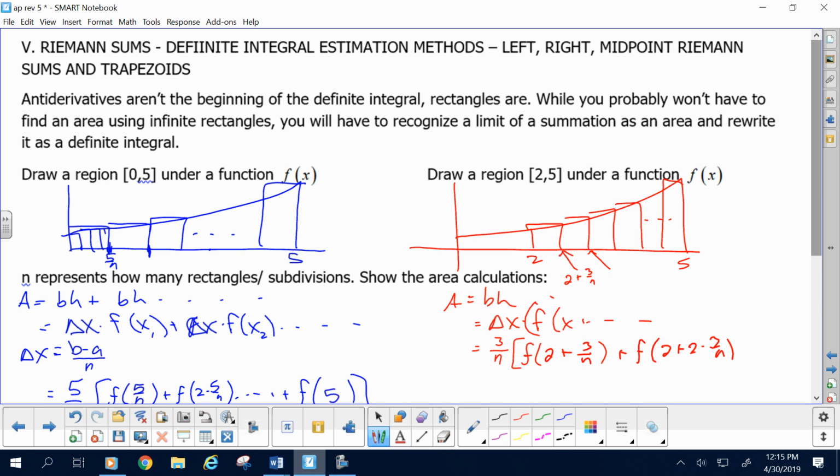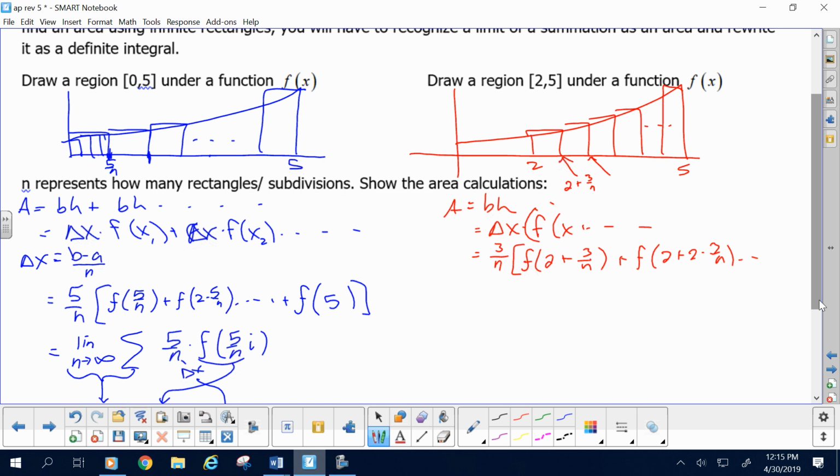Right? So if you were to write this in summation notation, it's the limit as n goes to infinity of the sum of this. Now, the delta x is still 3 over n, times f at 2 plus 3 over n times i.